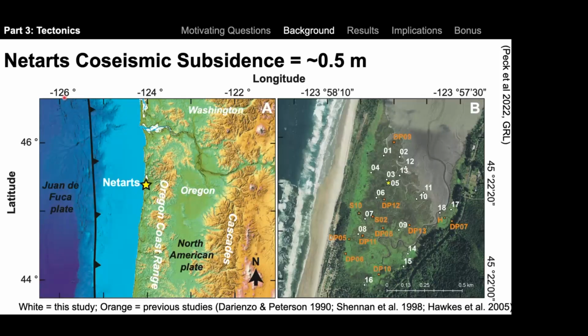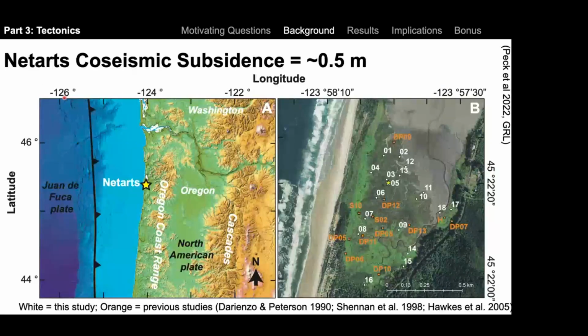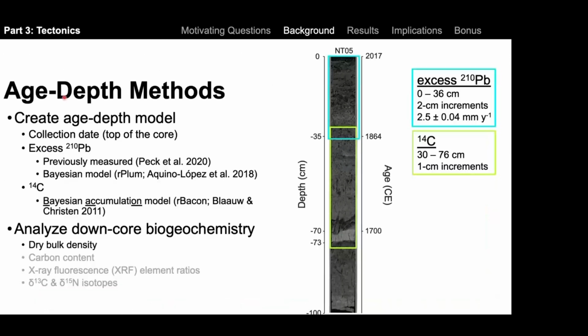And then the other thing too is that we know that the co-seismic subsidence was about 0.5 meter during the 1700 event. Okay, so I chose Netarts 5 as indicated by the star, and this is the CT scan of that sediment core. So the way that we did the age dating, obviously I knew the depth of the date that I collected the core, so that's the date at the top.